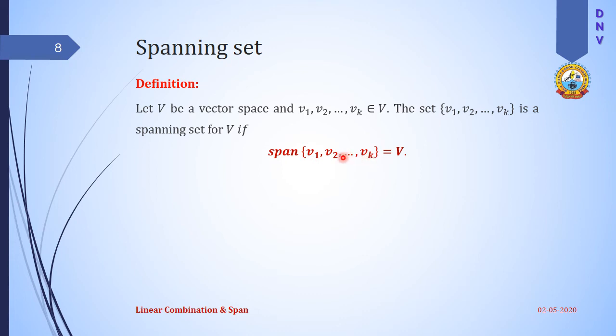And if we correlate it with the concepts of matrices, then we can construct a matrix having these vectors as its columns. The matrix A, which contains these vectors as columns, is called the coefficient matrix, or the matrix of these column vectors, which represent the spanning set. So V is generated or spanned by these sets.